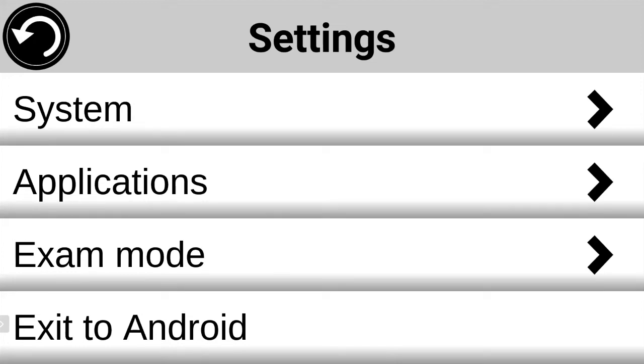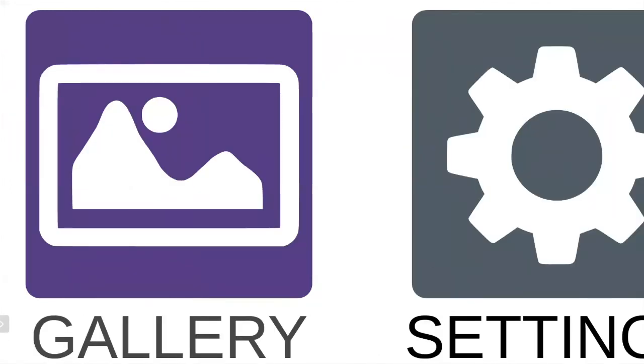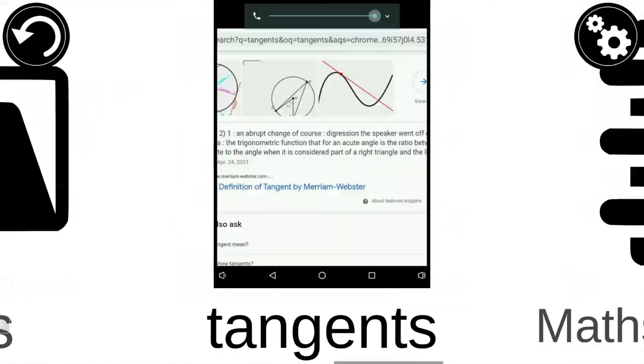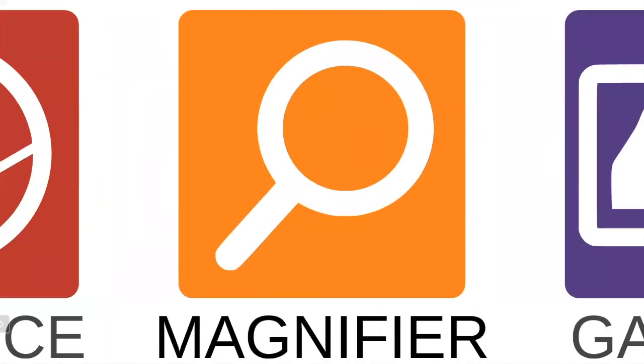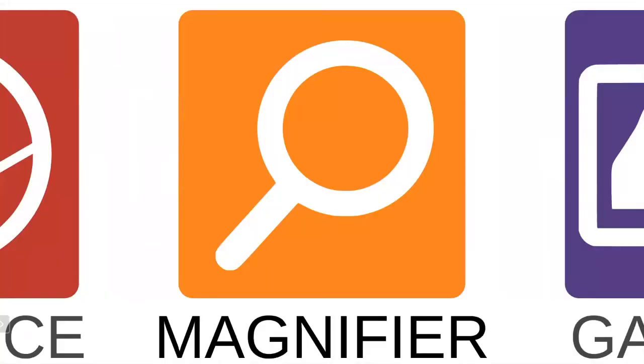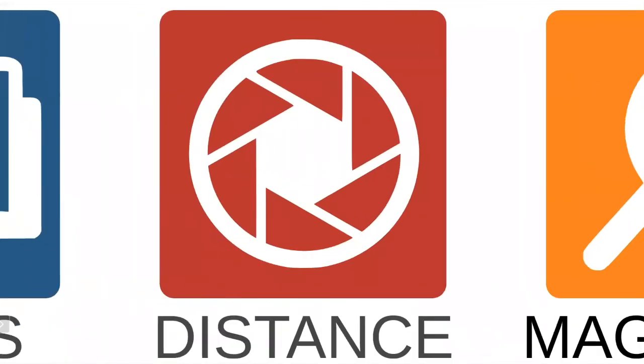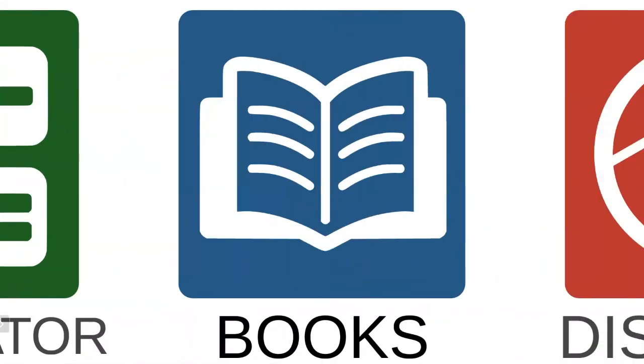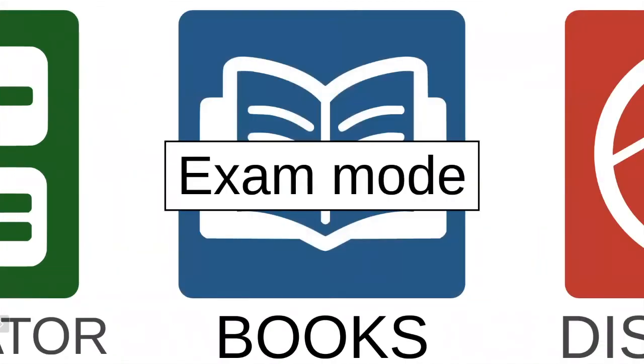I will go back to my gallery. Remember that we have enabled the gallery and the magnifier to take a capture. So if I tap on gallery, my gallery will be accessible. If I tap on magnifier, my magnifier will be also accessible. But if I tap on my books application or my calculator application, I will be prompted that I am in exam mode.